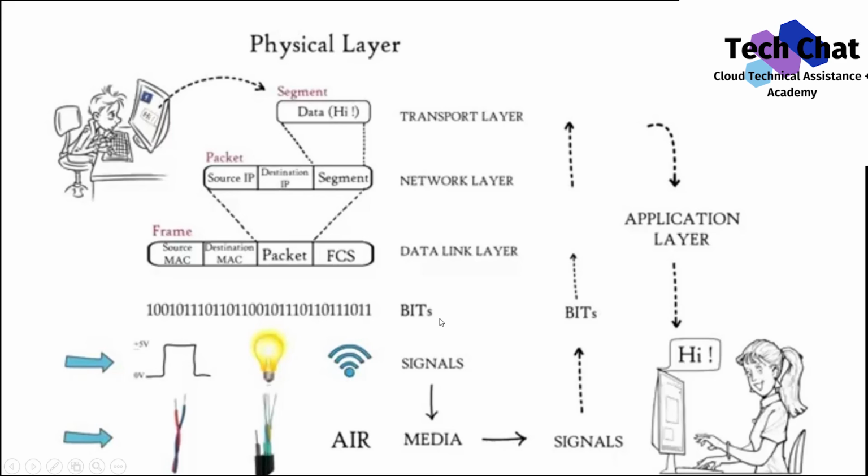So these bits, which we call a binary sequence, convert into an electrical signal, a light signal, or a radio signal. You can see that from left hand side to right hand side, you can see an electrical signal, a light signal, a radio signal. Then it is used in media, it may be the fiber cables, it may be copper cable, it may be air. Then the receiver receives this data at his physical layer.